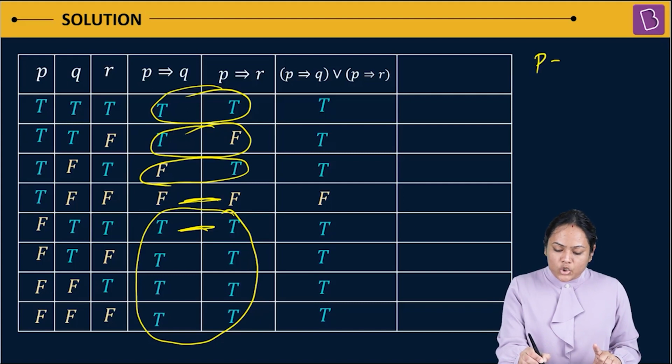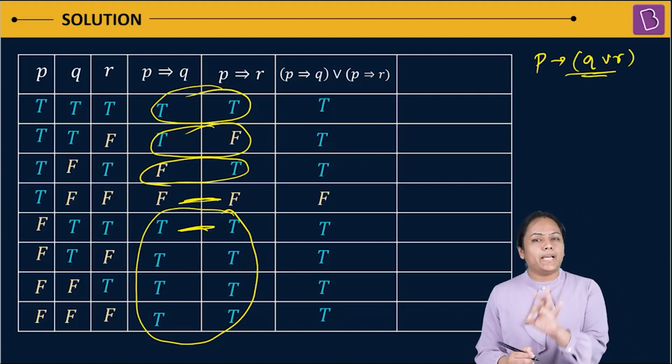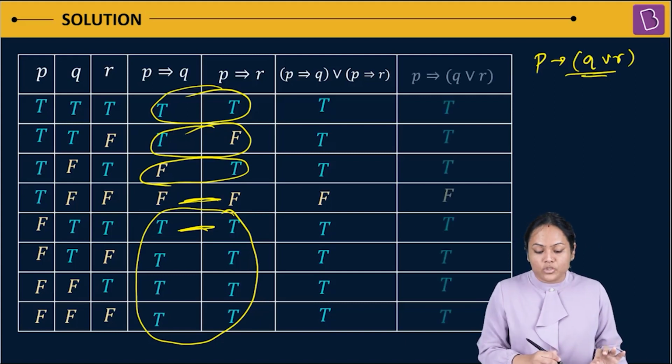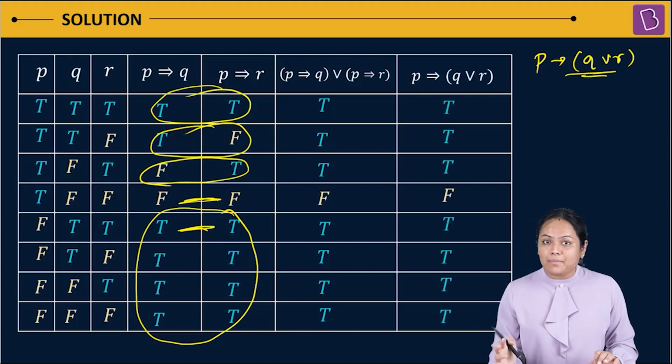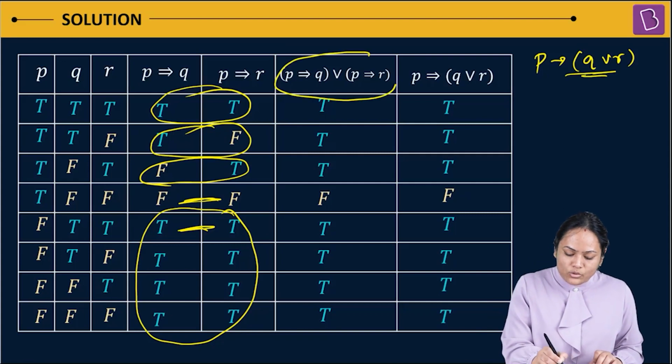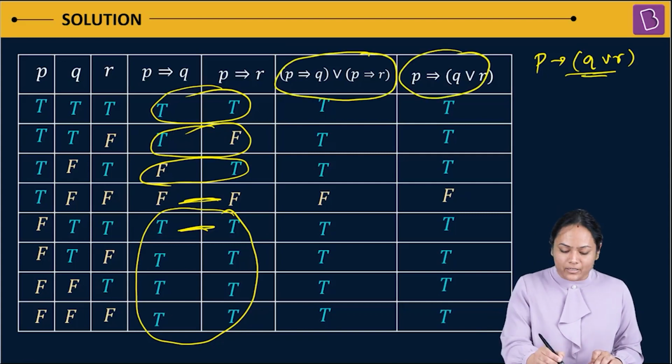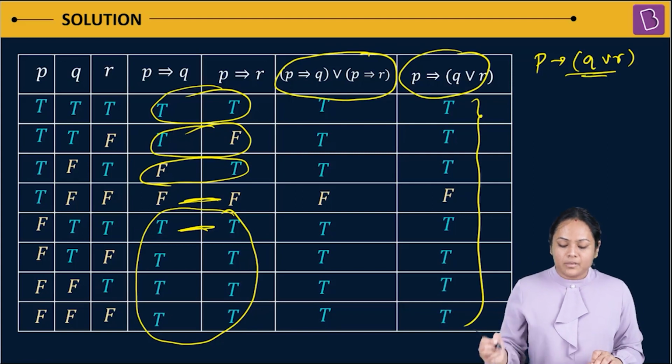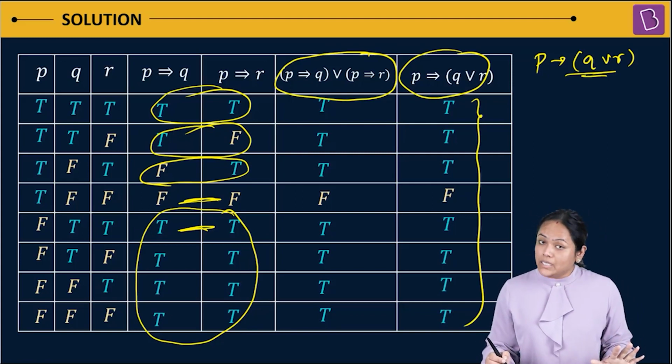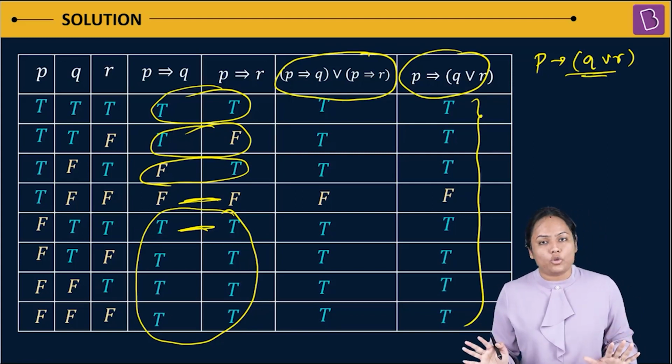I have to check it's logically equivalent with what they have given to me in the question. P implies Q or R, which truth table we have just seen. So is it coming same? Yes, bingo. These two are actually coming same, isn't it? Both the truth values are same. So definitely this will be the answer, or let's say one of the correct options.